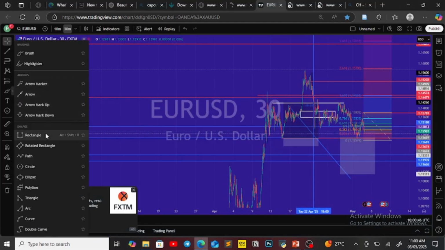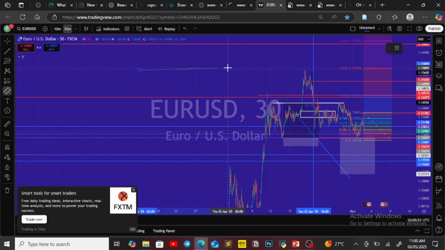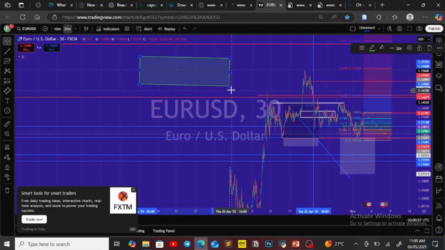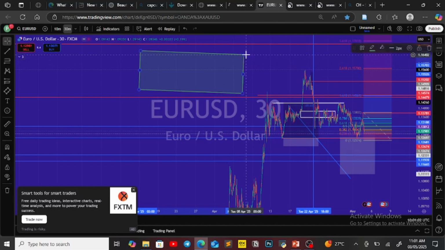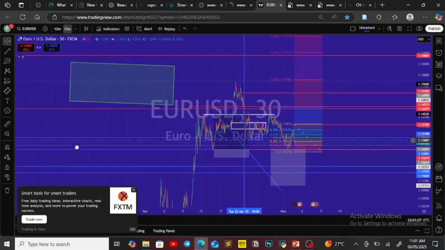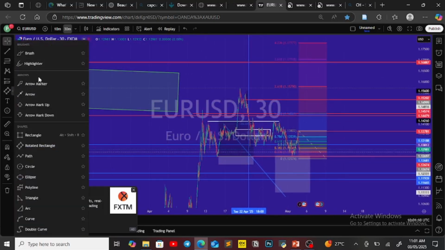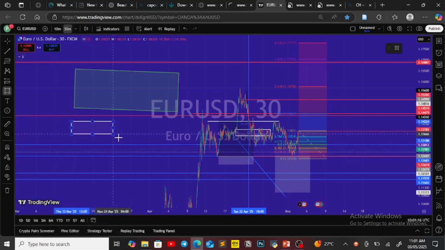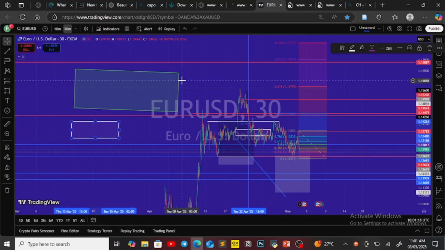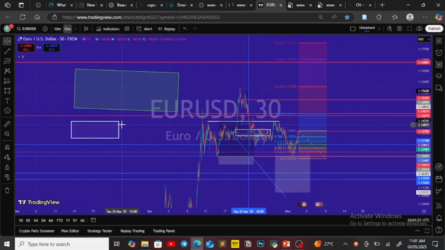So here we have a rectangle. We have the rotated rectangle. It's just like drawing a normal rectangle, or you need to rotate it. That's just what it means. Unlike the normal rectangle, which is this, you can rotate this one. While you can only stretch the normal one, you can't rotate it. So that's all the difference between the two.